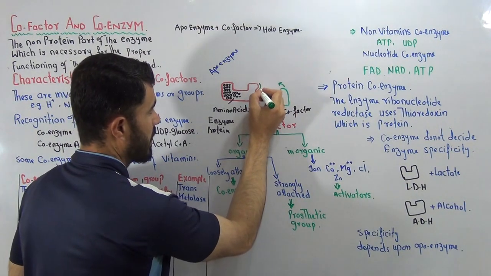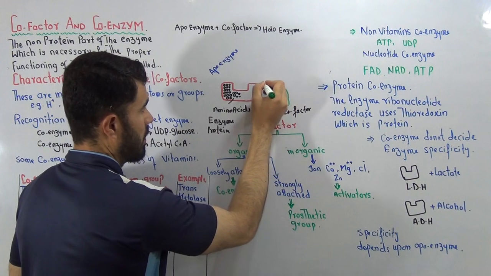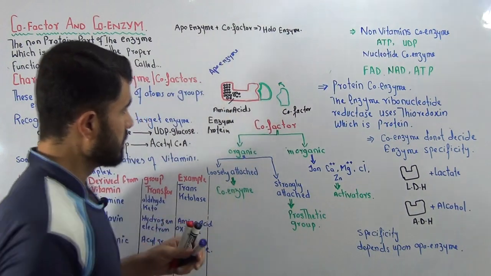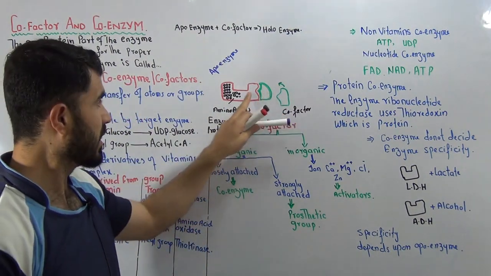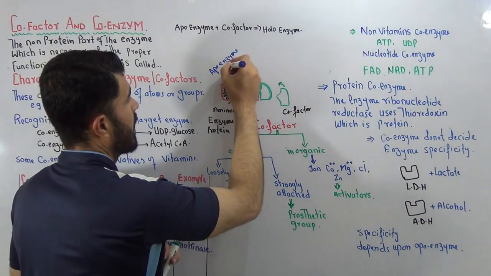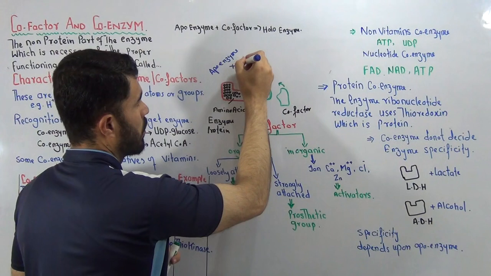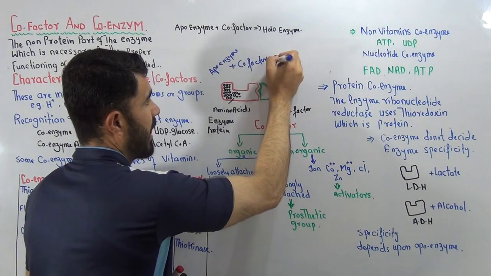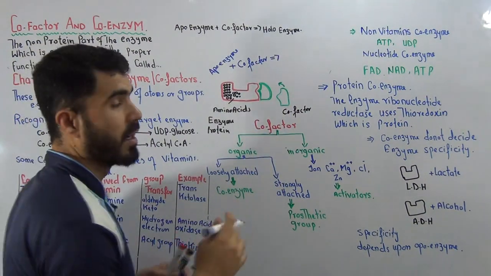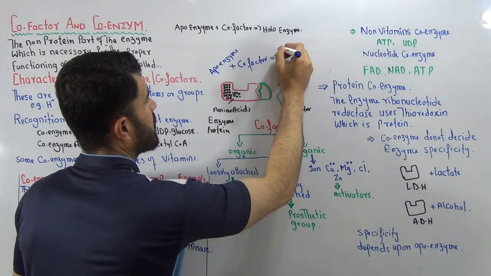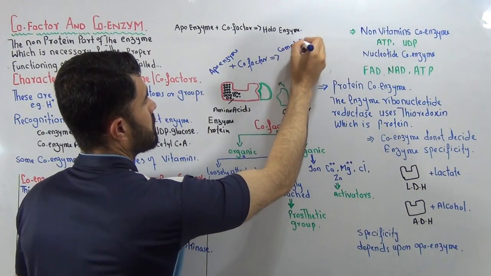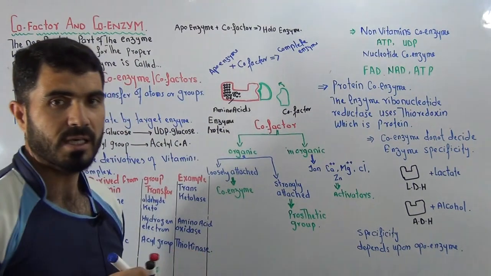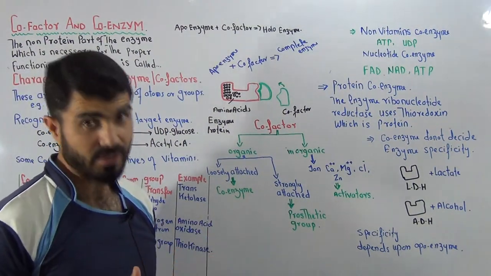So here is our cofactor. This is now attached. The combination of the cofactor and the apoenzyme, apoenzyme plus cofactor, gives a third thing that is called the complete enzyme. Because this enzyme is now capable of catalyzing a chemical reaction.